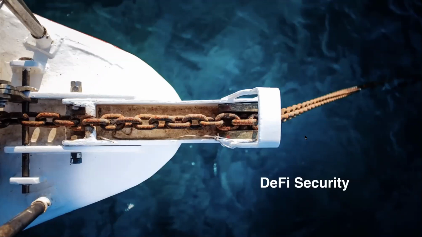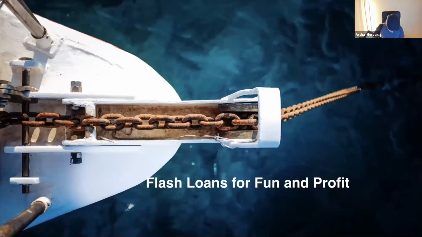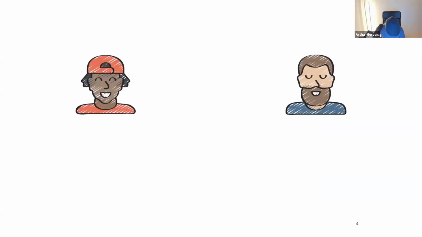Yes. Perfect. So I'll be trying to speak about three main topics today. These are flash loan attacks, so it will be somewhat redundant to what Sam already said, but I will be trying to go a little bit further. Then we'll be speaking about blockchain extractable value as well as sandwich attacks. So let's start with flash loans for fun and profit, as we like to say in the security scene.